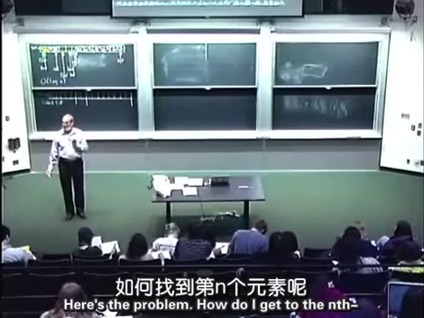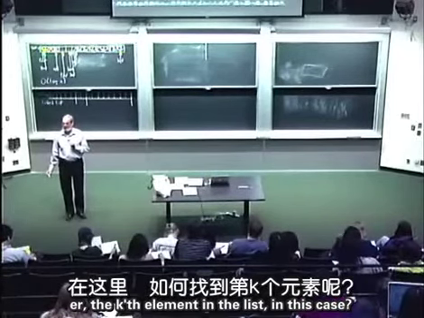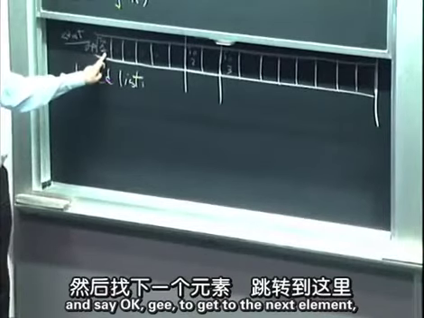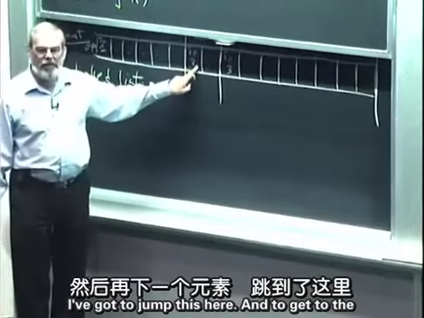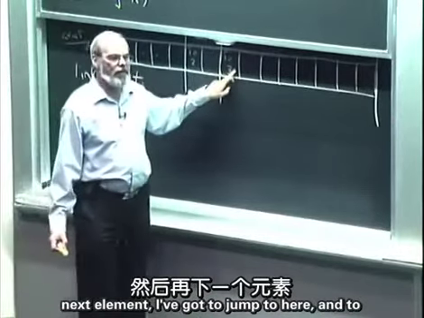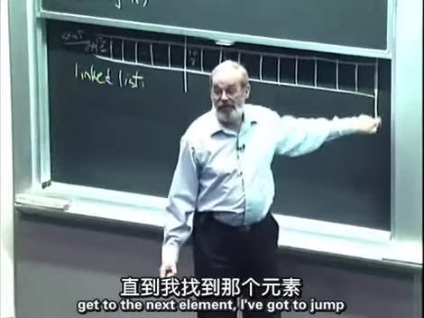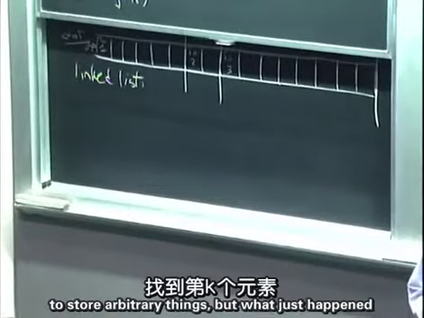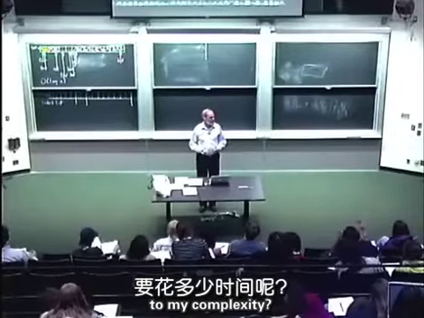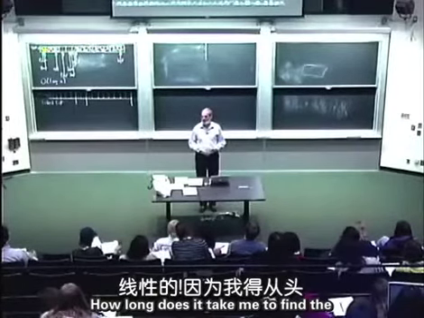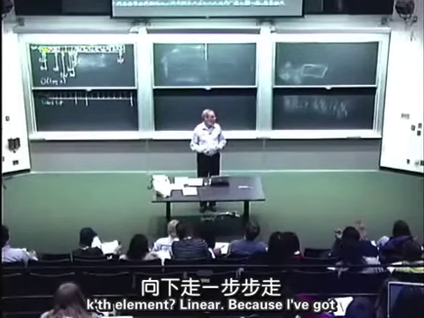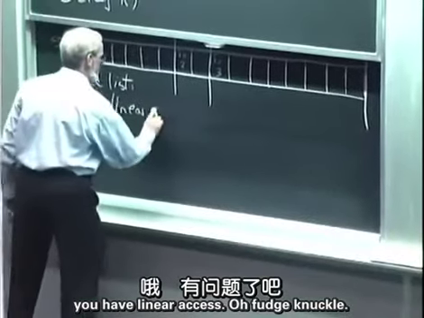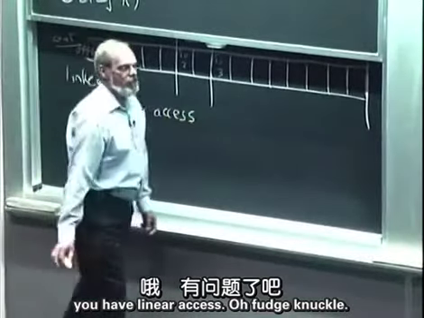Here's the problem. How do I get to the nth or the kth element in the list in this case? Well, I have to go to the 0th element and say, okay, to get to the next element, I've got to jump to here. And to get to the next element, I've got to jump to here. And to get to the next element, I've got to jump to here until I get there. Okay, so I get some power. I get the ability to store arbitrary things. But what just happened to my complexity? How long does it take me to find the kth element? Linear, because I've got to walk my way down it. Okay? So in this case, you have linear access.